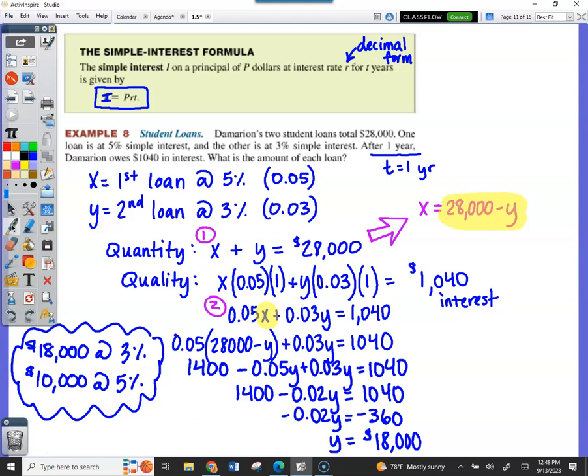If they asked the amount, they just want the amount of each loan. If they wanted the amount of interest from each loan, then you would need to find that. I do know on my math lab, when you have these word problems, it's going to give you the open boxes for both variables, and they're going to be specific. Like, just like what we just did, you're going to have to say the 18,000, and then you fill in was 3%. The 10,000, and then you fill in 5%.